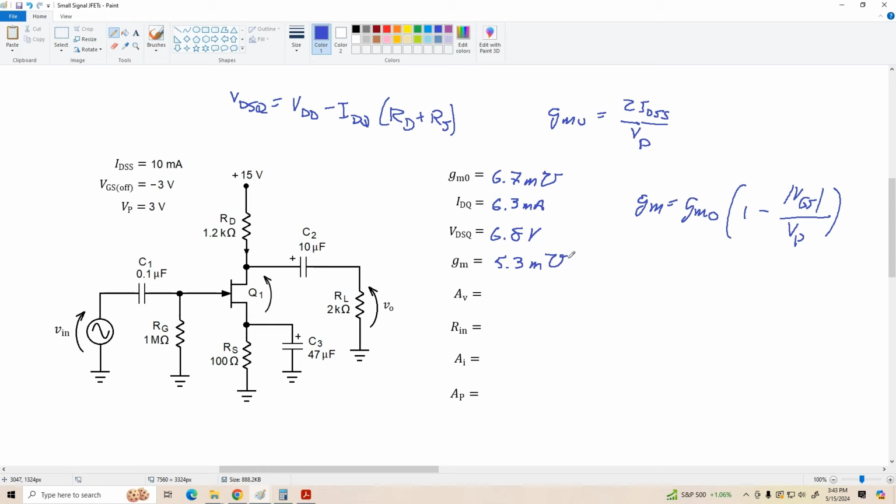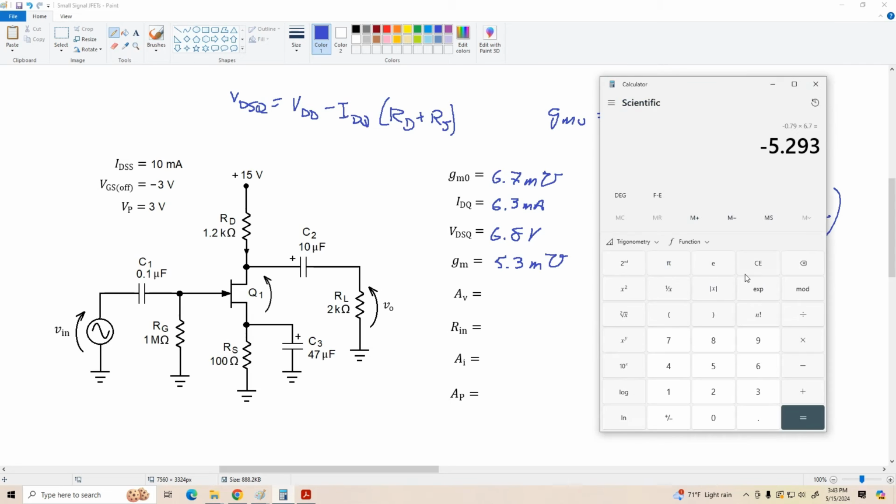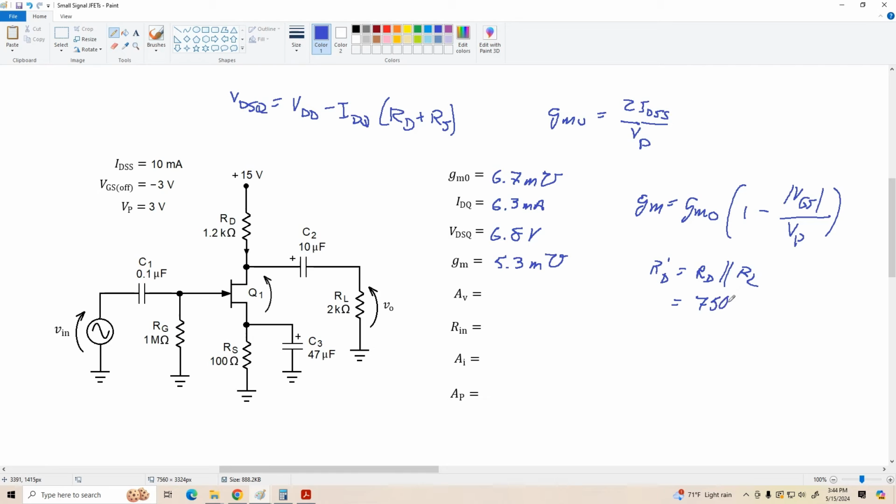All right, now R prime D is again RD in parallel with RL. RD is 1200 in parallel with 2000, and that gives us 750 ohms. So we got 750 ohms, and our voltage gain equals negative gm times R prime D.